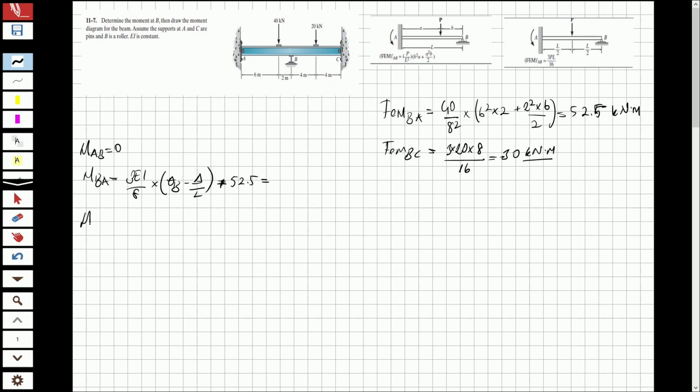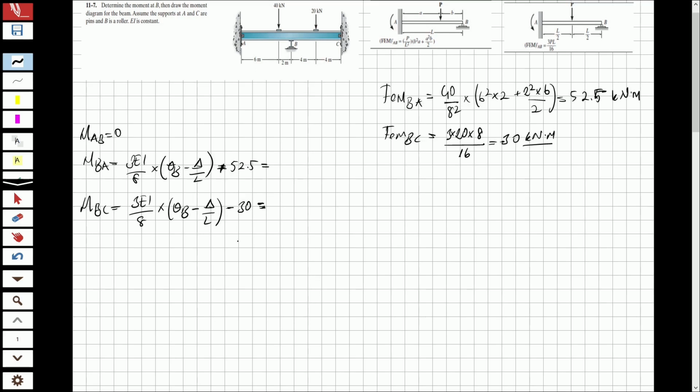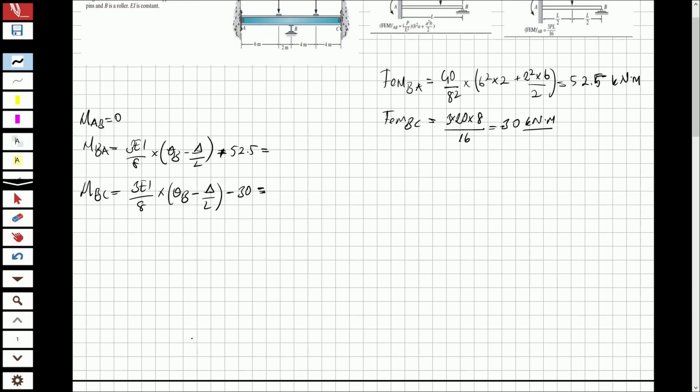And now I'm going to calculate the moment BC. The moment BC will be 3 EI over 8, the length is the same, times theta B minus delta over L, and minus 30 as the fixed end moment. So now you can see, as I told you before, for the two moments at the same support, the summation of them must be equal to 0.